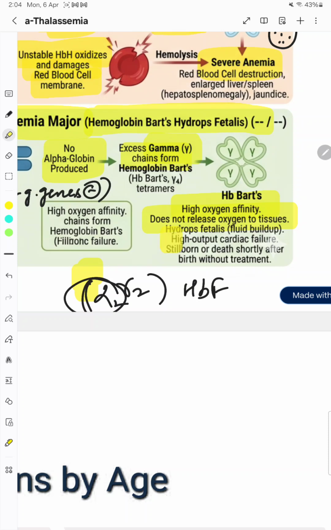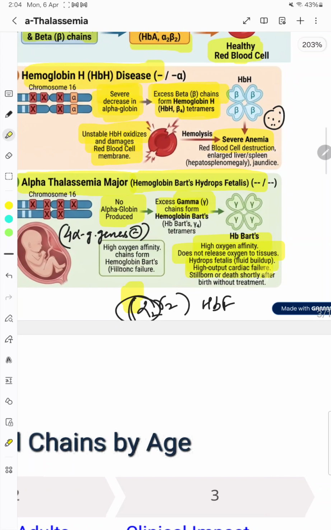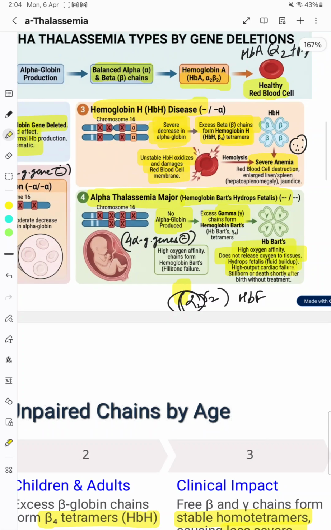This will result in high output cardiac failure and edema. This condition is known as Hydrops Fetalis. Mostly in this condition there is death in utero or there are stillborn cases.